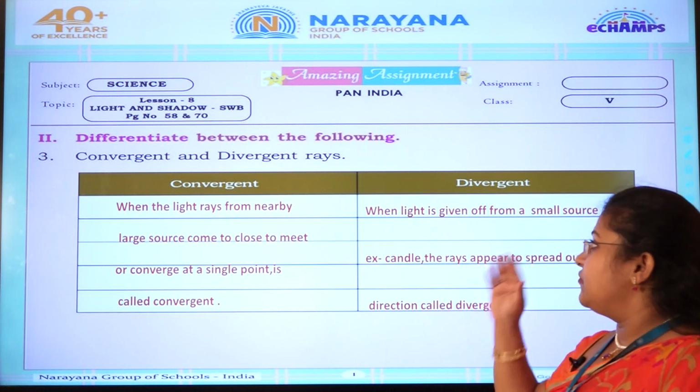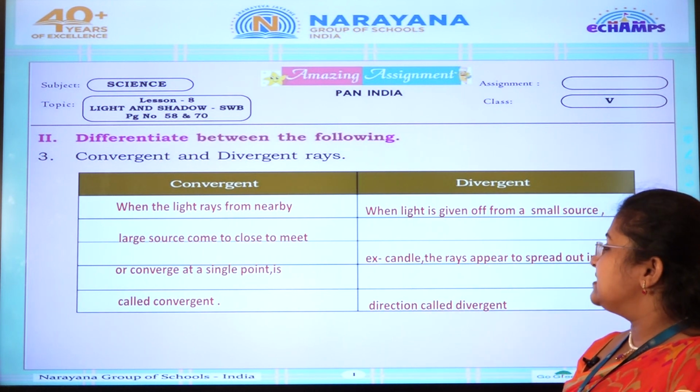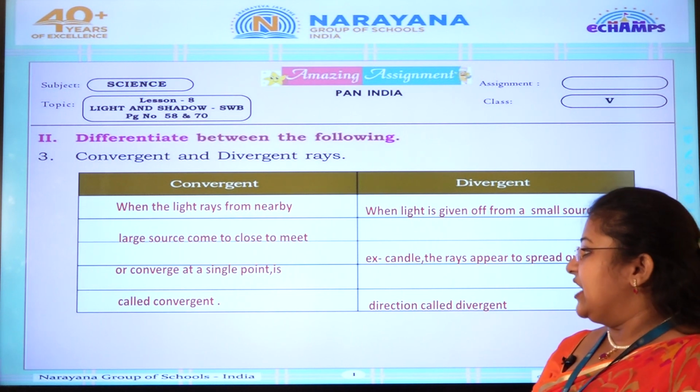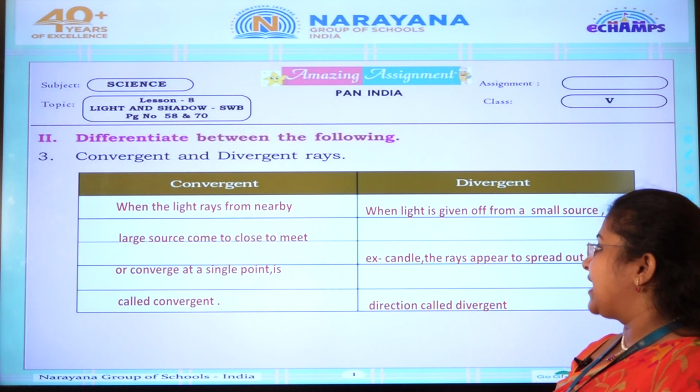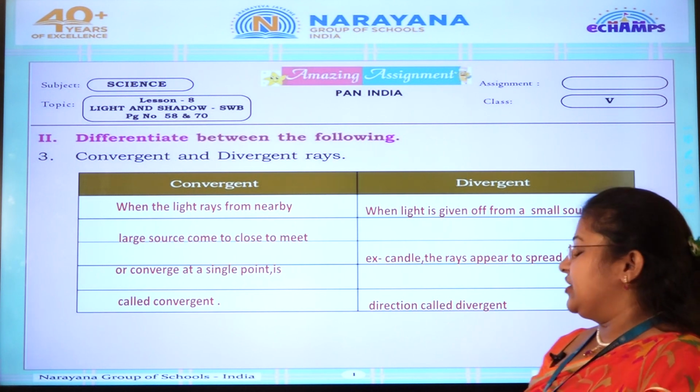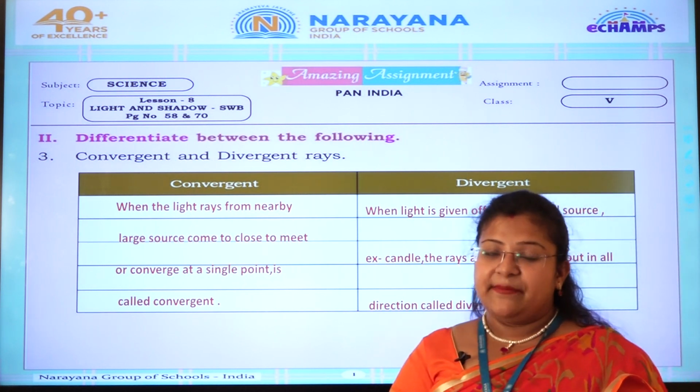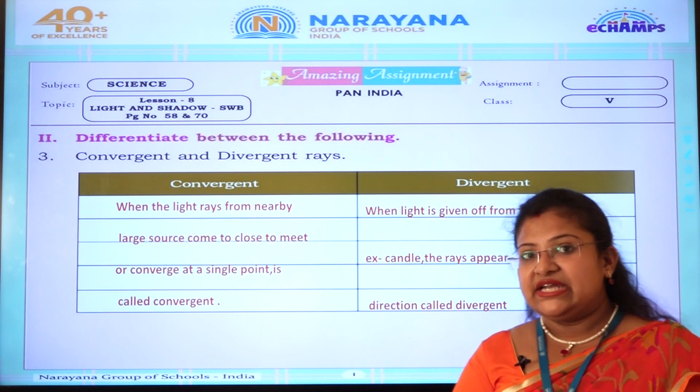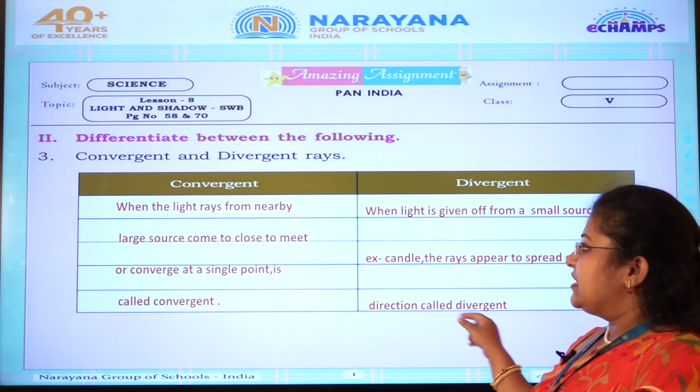Second is the divergent rays. When light is given off from a small source, it is known as divergent rays. For example, a candle: the rays appear to spread out in all directions. So that is what happens for a candle. This is divergent rays.